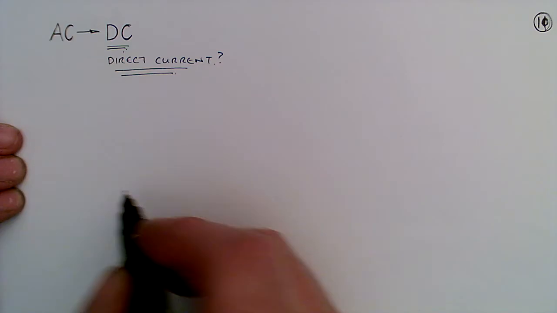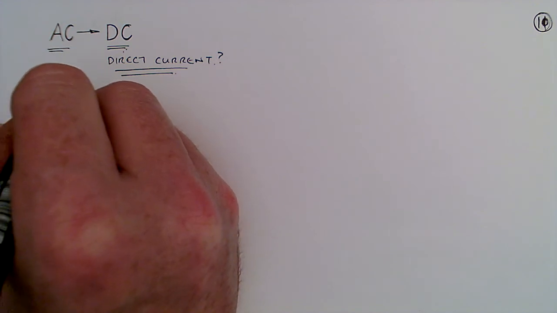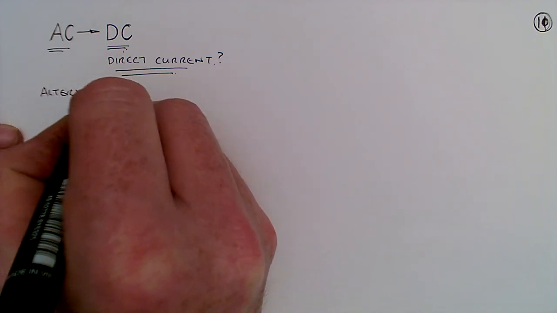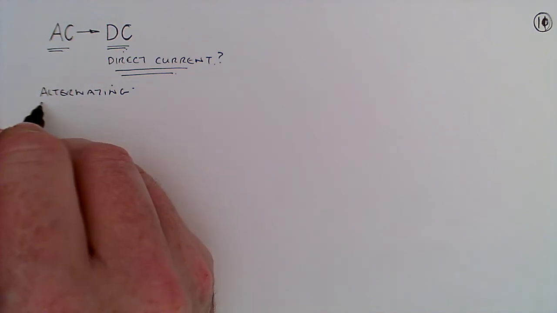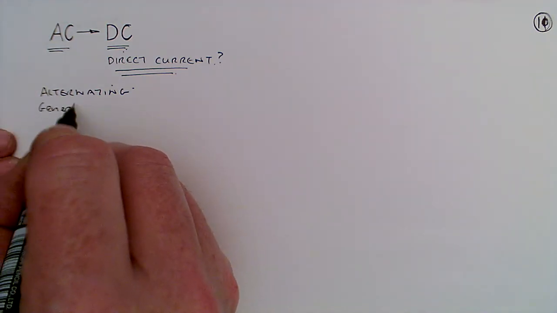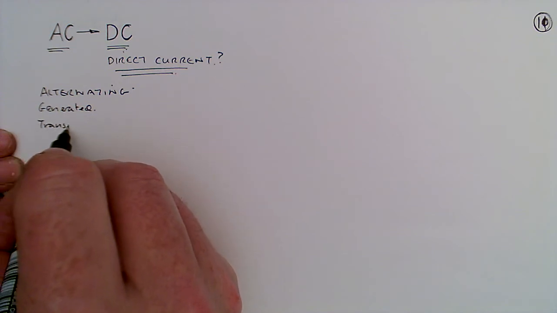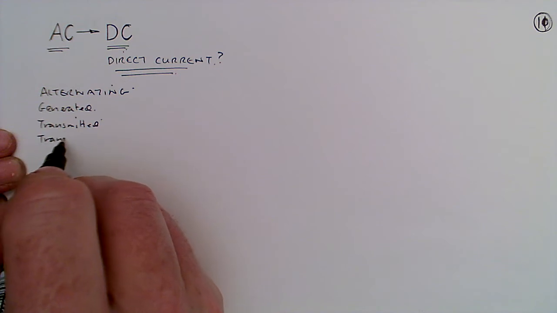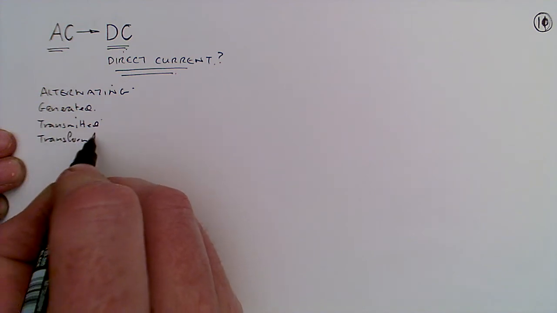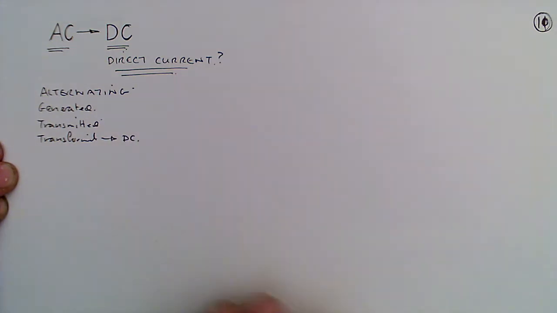And this video is going to basically talk about AC, alternating current. And we're going to show how alternating current is generated and how it is transmitted, how it's transformed into DC, direct current that you can actually use. So let's have a look.